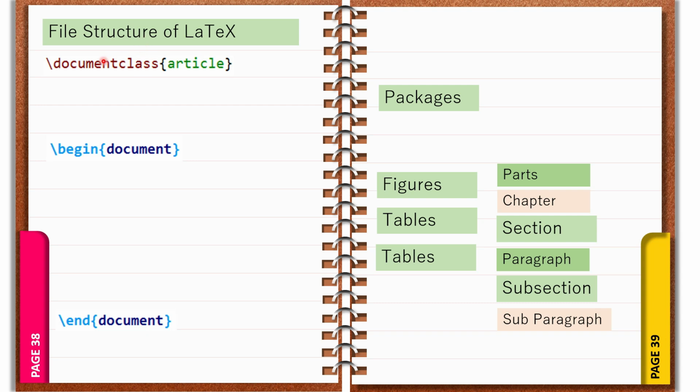Before this document class, we are going to insert necessary packages in order to produce professional documents. And within this begin document and end document, we are going to insert the necessary code for inserting the figures, tables, equations, chapter, section, subsection, paragraph, whatever we have in our document to produce.